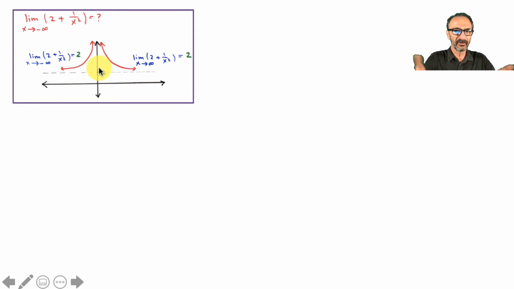That means 1 over x squared is shifted up 2 units. The graph says it. What's the limit as x approaches negative infinity? As x approaches negative infinity, your values are approaching 2. You're getting close to this dashed line. We know this, but we're going to do steps.